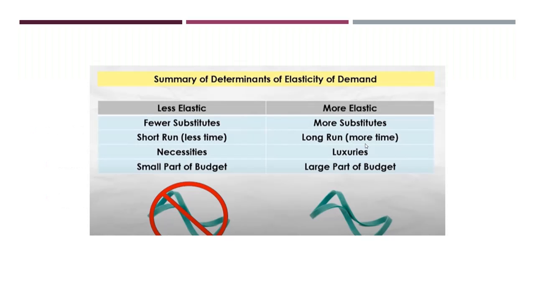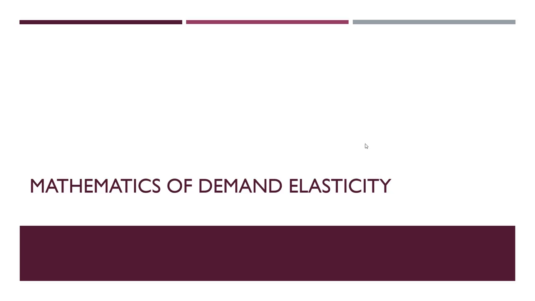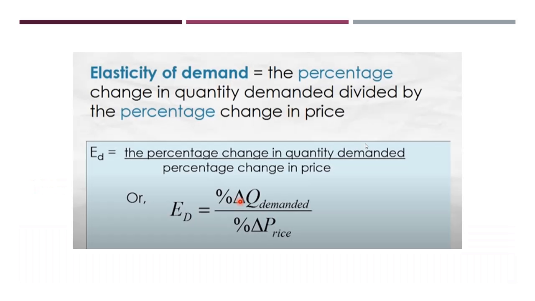So this is just the summary of the determinants of elasticity of demand. Here you will notice or see the difference between elastic and inelastic. Next, we will now talk about a little bit confusing part of elasticity of demand. This is the mathematics that we have.